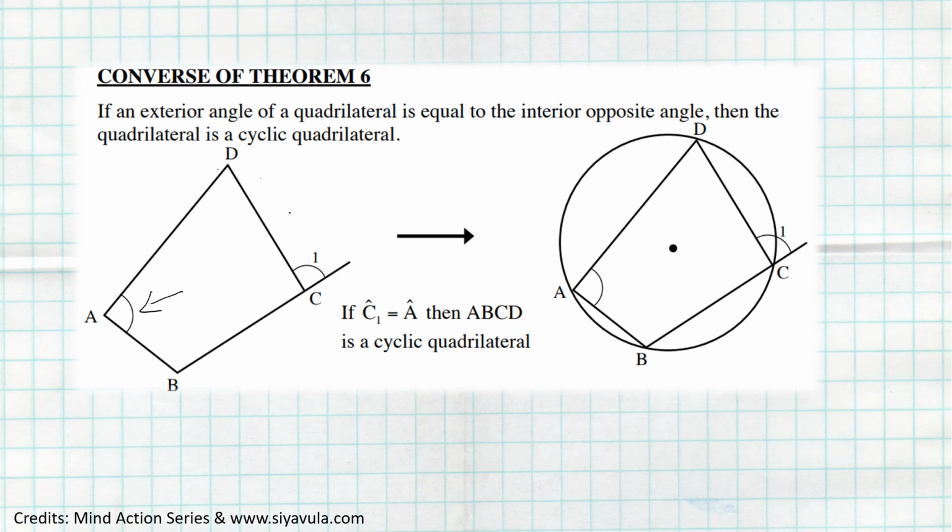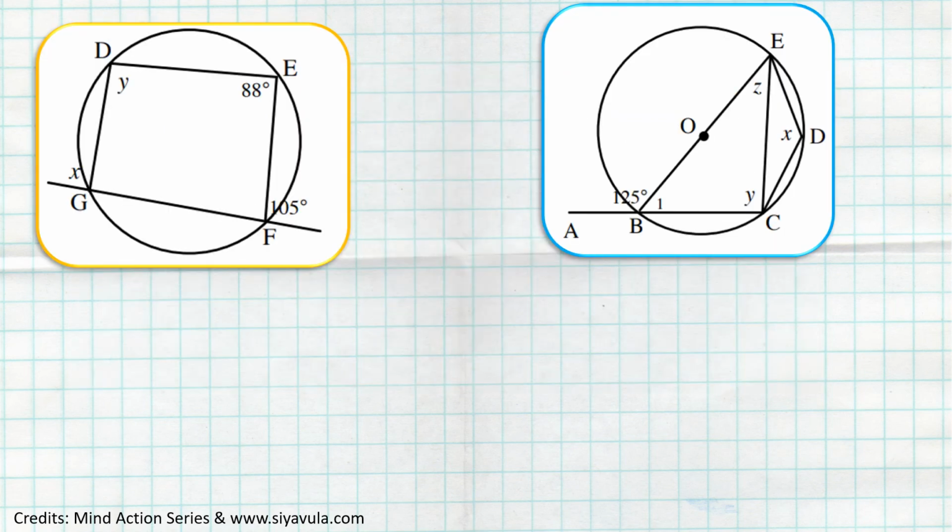So in this case, we have just been given that angle C1, or rather they wrote it down for you, angle C1 is equal to angle A. Then we can conclude, therefore, ABCD is a cyclic quadrilateral, because the exterior angle is equal to the opposite interior angle. Okay, let's quickly take a look at an example.